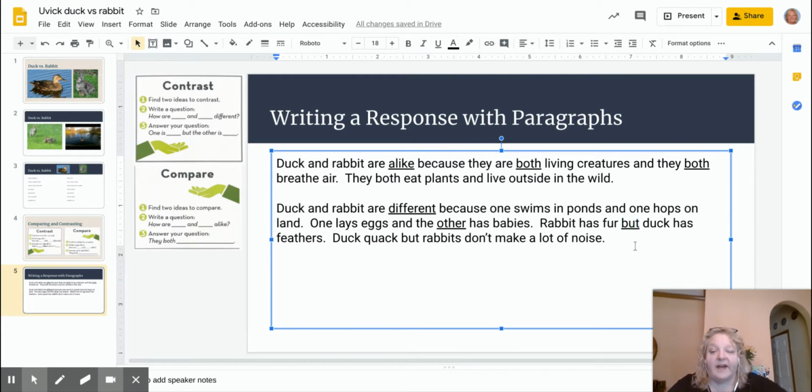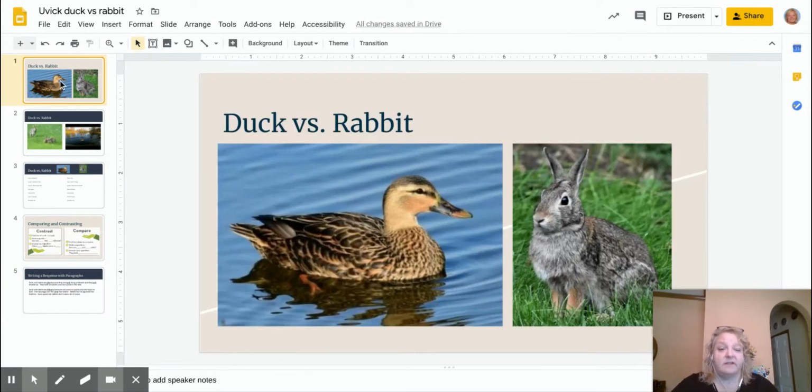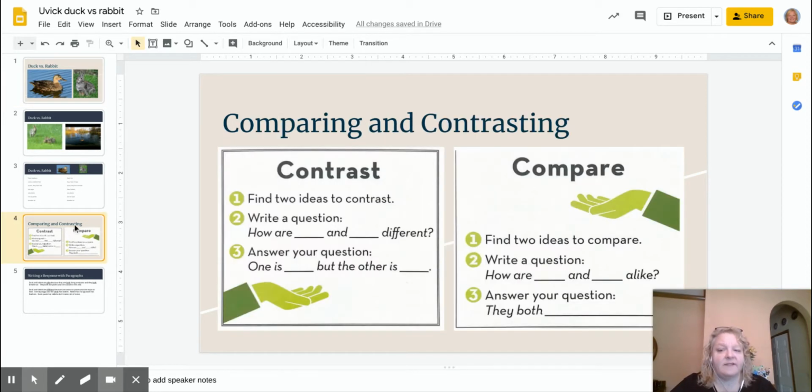So if we had an alien come down from wherever, from another galaxy, and they were saying, what's a duck, what's a rabbit? We could show them these pictures. We'd say this is a duck and this is a rabbit. But they might ask us, how are they the same? How are they different? They might ask us to compare and contrast.